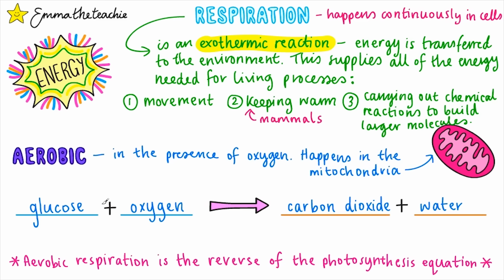That's another important difference. Okay, you also need to know the symbols for each of these chemicals, so pause the video and see how many you can remember. Ready? Glucose is C6H12O6, oxygen is O2, carbon dioxide is CO2, and water is H2O.